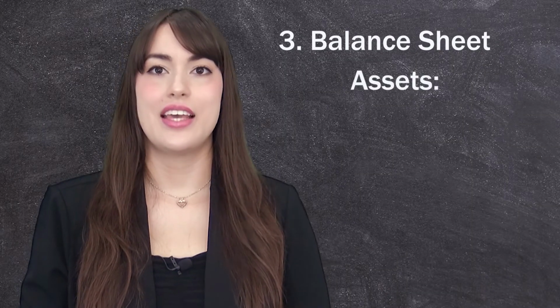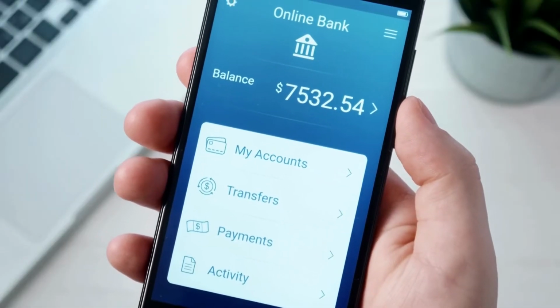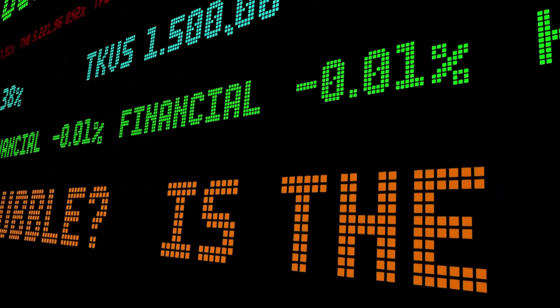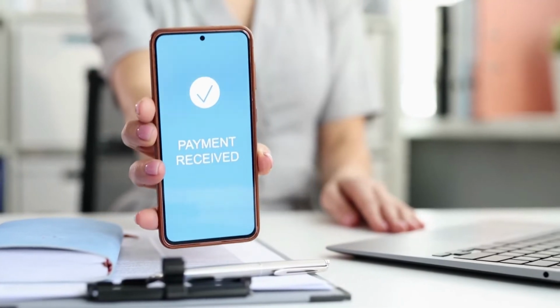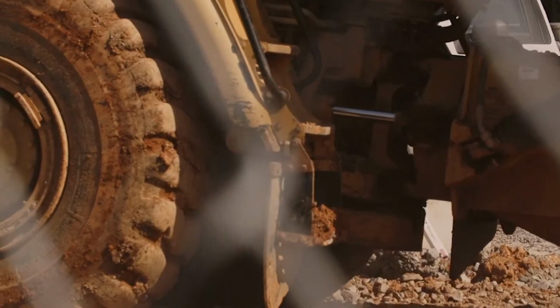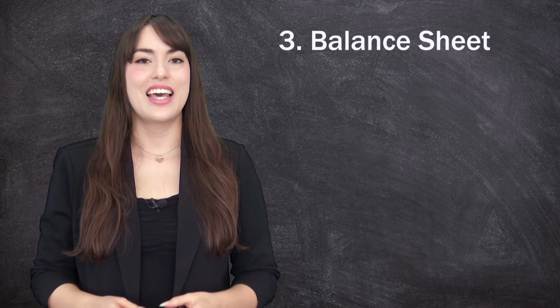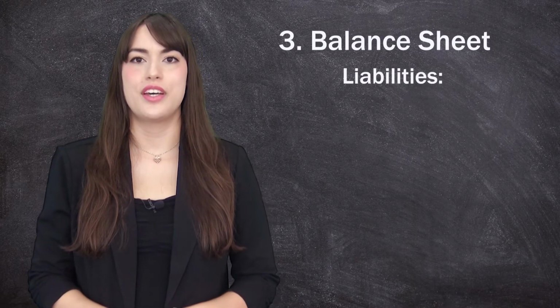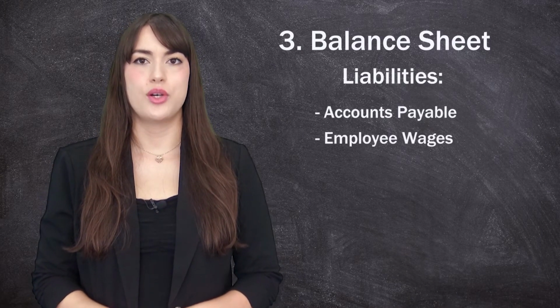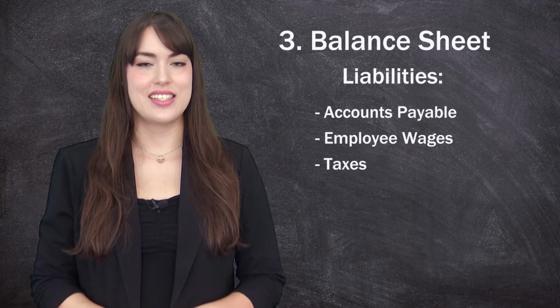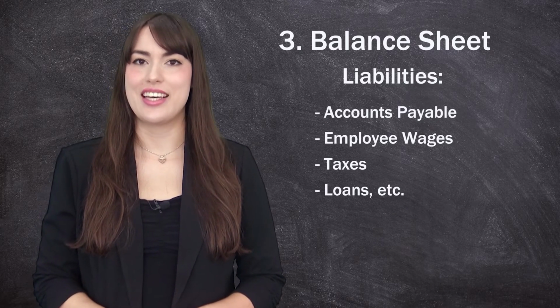Assets include any money in the business account, inventory, stocks and bonds, accounts receivable, long-term investments, and equipment, among other items. Liabilities generally involve accounts payable, wages owed to employees, taxes, loans, and other such debts.